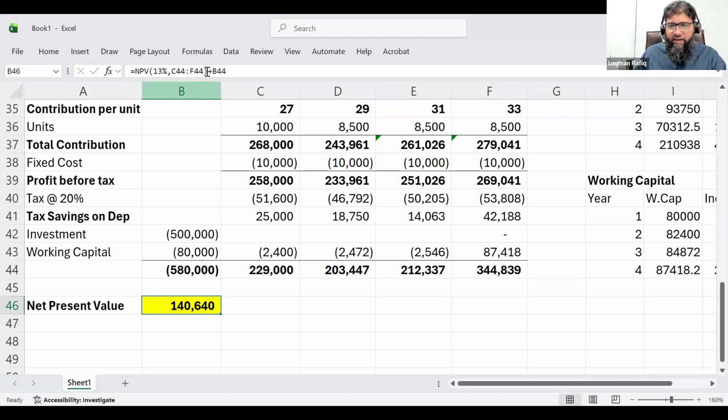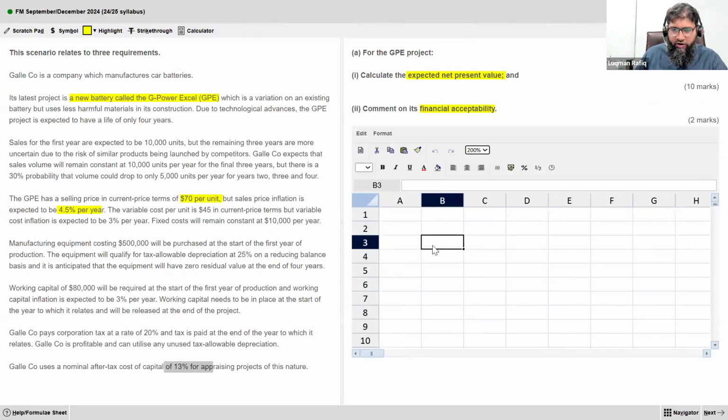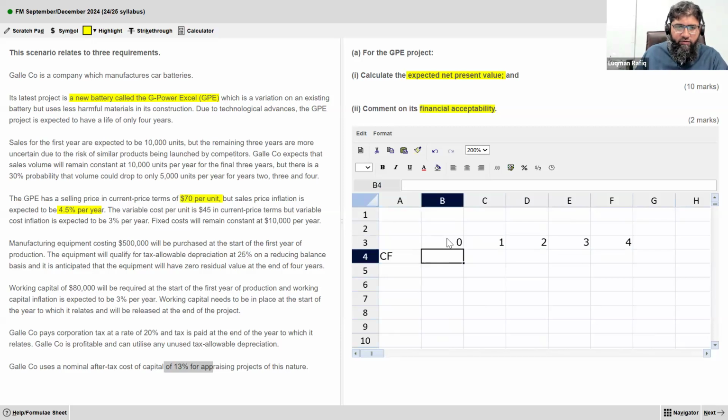Okay. I'll just demonstrate this NPV calculation to you on the ACCA spreadsheet function also, so that you could see how it operates on the ACCA spreadsheet. I'll just show you how. I'm just zooming it into 200%. Let's say this is time period 0, 1, 2, 3, and 4. Now assume that the cash flows that we have is, we have what? Minus 580,000.